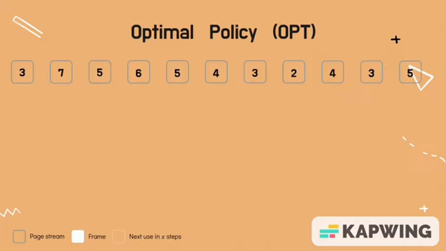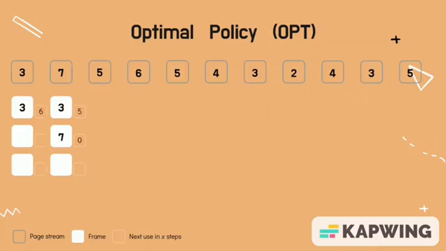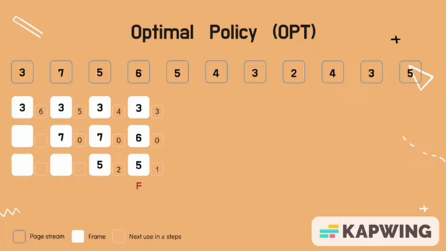With the current data stream, initially we have 3 in the memory, and since it will be used again in 6 steps, it is marked with 6. Next, we have 7. It will not be used again, so we mark it with 0. Next is 5, and it will be used again in 2 steps. Next is 6, and as the memory is currently full, a page fault happens, and 6 will replace 7 in the memory because 7 will not be used again.